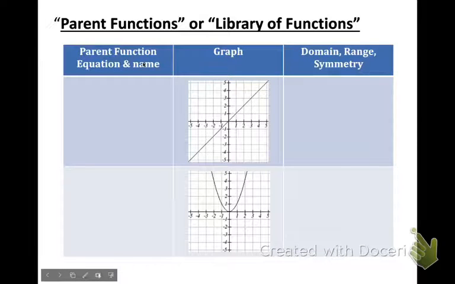All right, we are going to continue to look at notes H, and we are picking up with parent functions or library of functions. You'll hear me refer to them as parent functions. The reason that we refer to them as parent functions is because variations of these functions are born from this basic one. So when you see lines or parabolas or cubic or absolute value graphs that are shifted around, they're all coming from this original parent function.